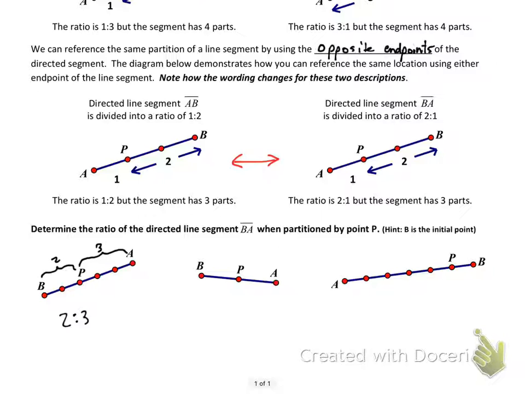So 2 to 3 ratio. Next one, what do we have? 1 to 1. All right, that one's easy enough to see, 1 and 1 right here. And then the last one, what do we have?